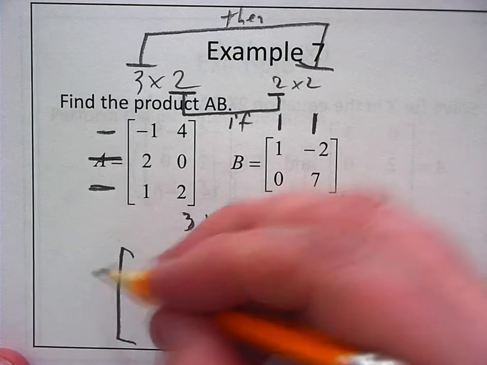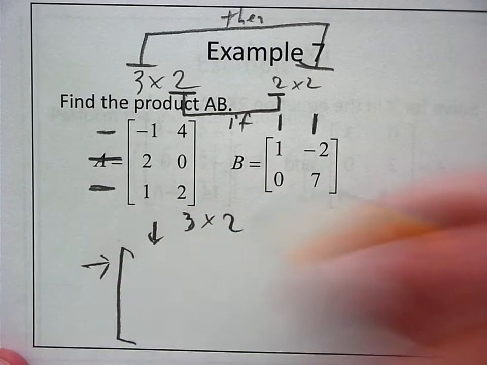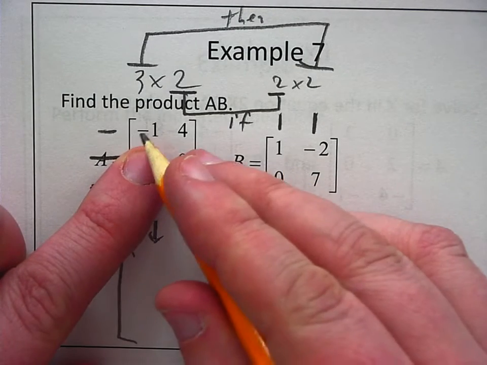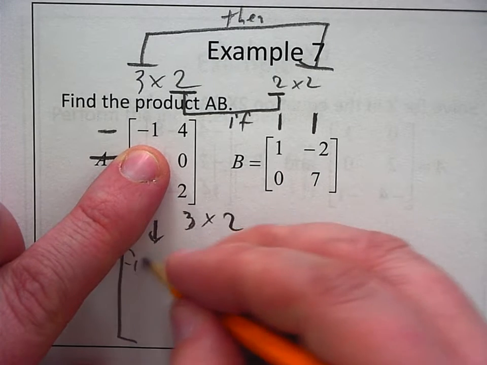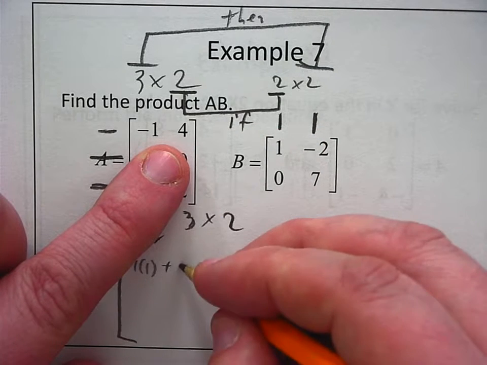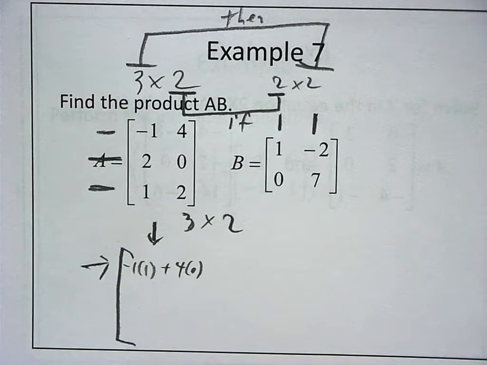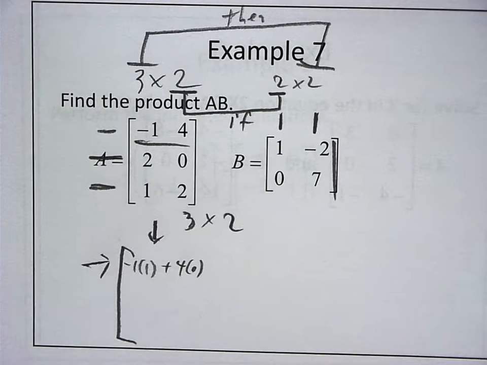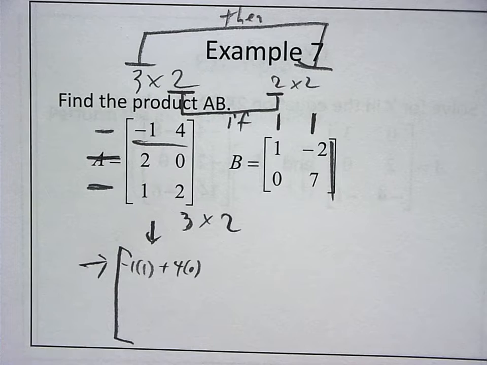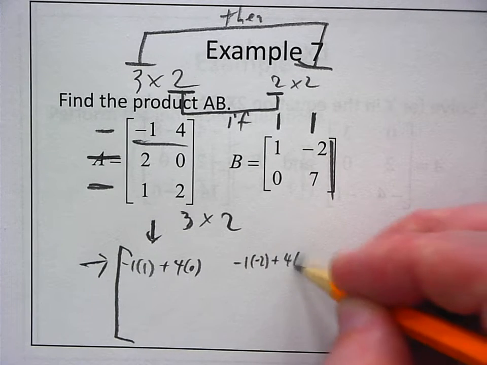If I want the first row, first column, I'm going to multiply the first part of that row times the first part of this column. So I have -1 times 1, plus the second part of the row times the second part of the column, 4 times 0. And you do this for all 6 positions. It's 3 by 2, so you're going to have 6 different numbers in here, right? Top row, second column, what are you going to multiply? -1 times -2 plus 4 times 7.